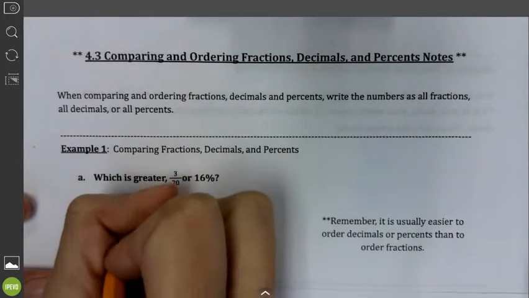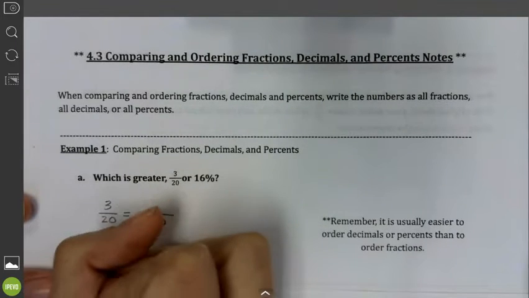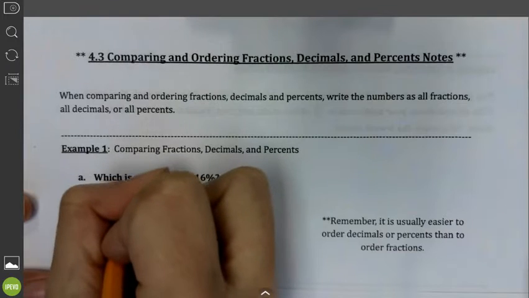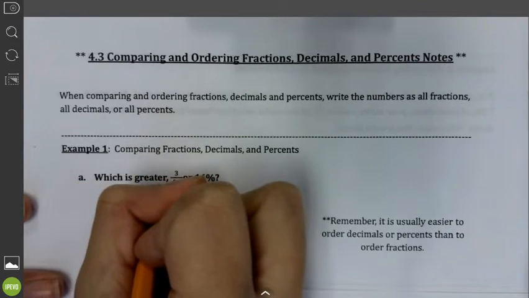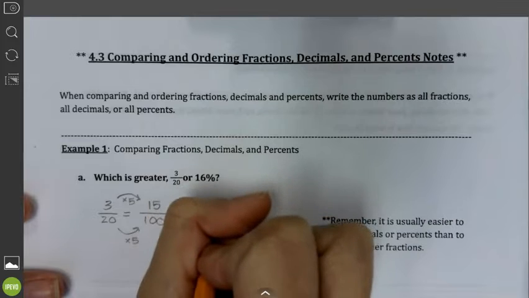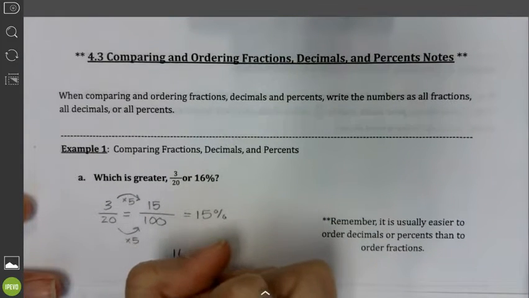So I am going to change 3/20ths into a percent, which means it needs to have a denominator out of 100. So we multiply both the numerator and denominator by 5. And that gives me 15 out of 100, which is 15%. So which is greater? 16%.